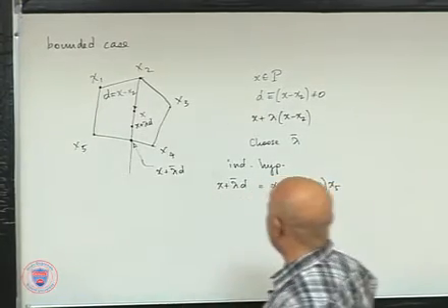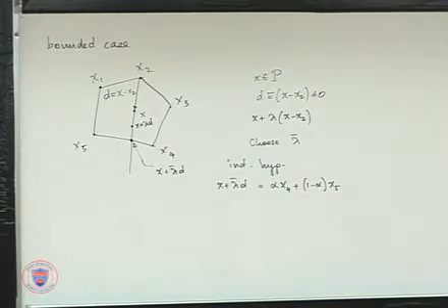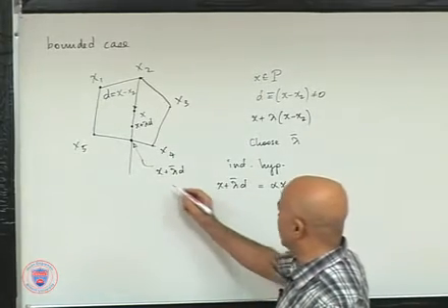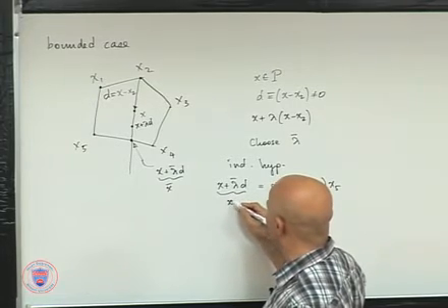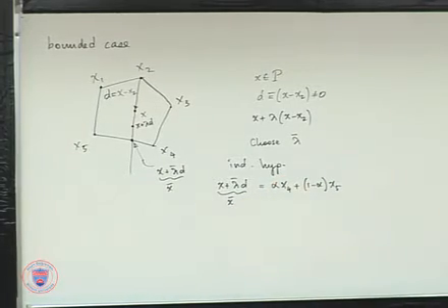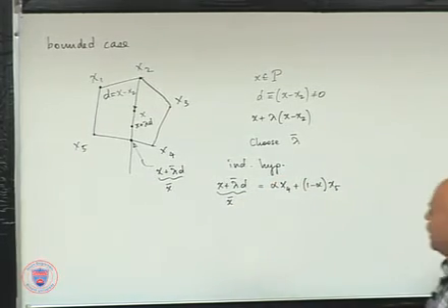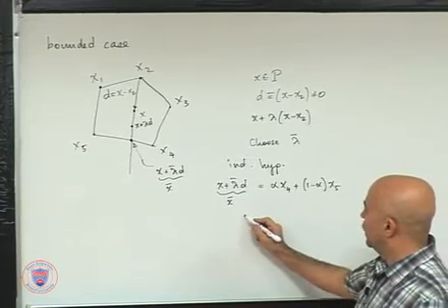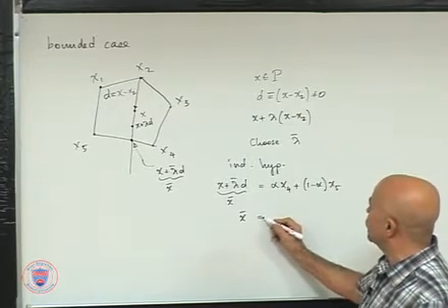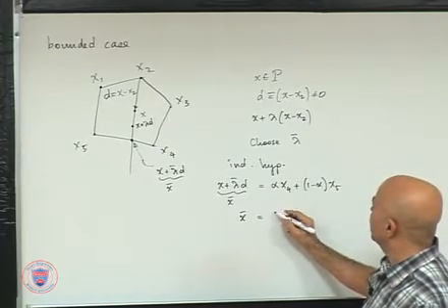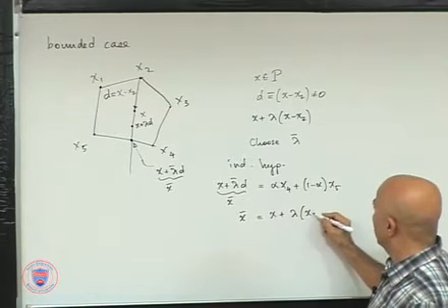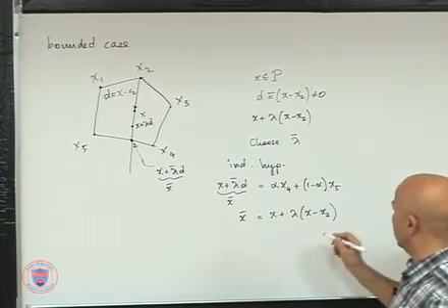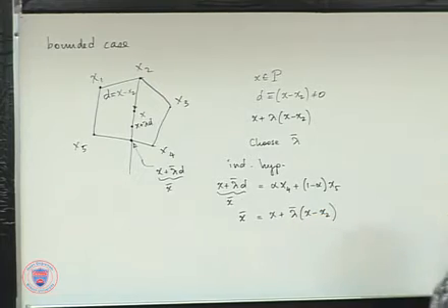Well, x is the picked point. So let me give a new name to this point. Let's call this x bar. So this is your x bar, and x bar is equal to the old point x plus lambda times x minus another extreme point x2, with lambda bar.